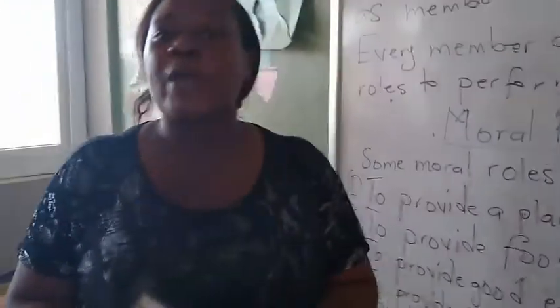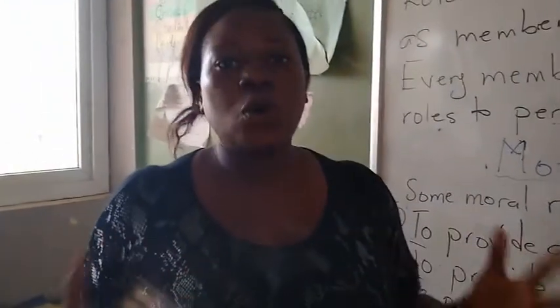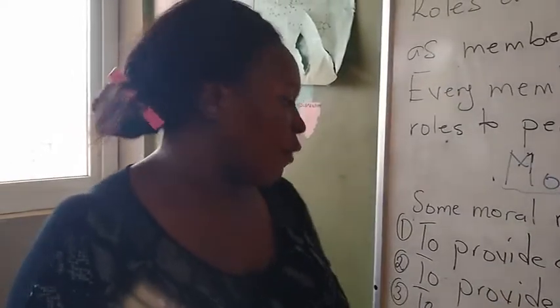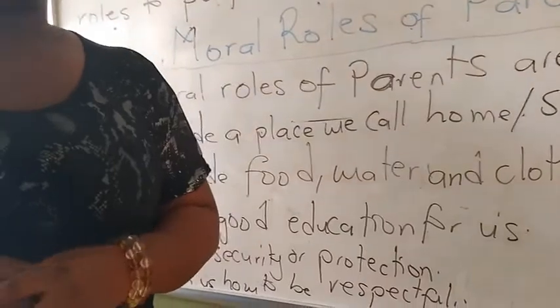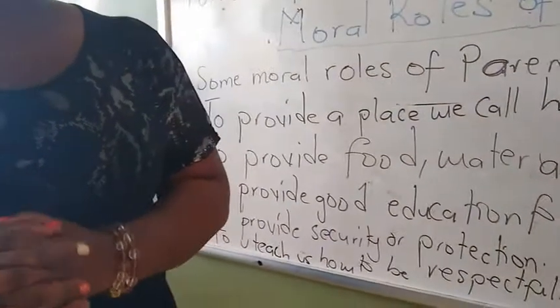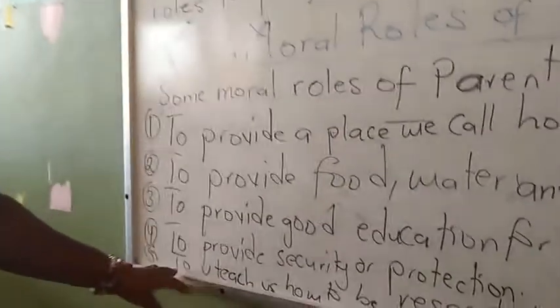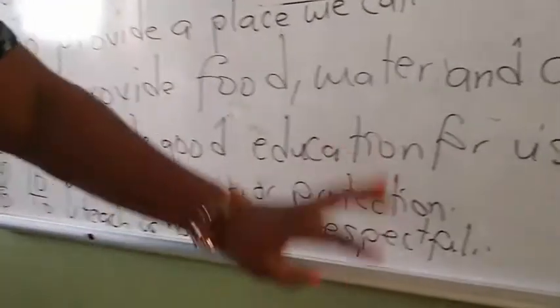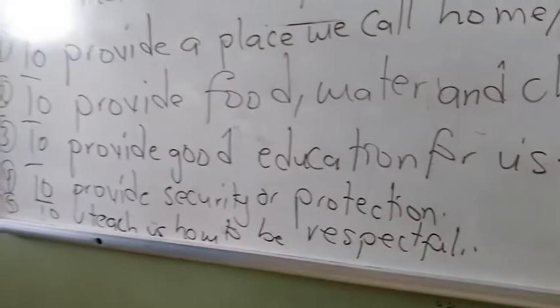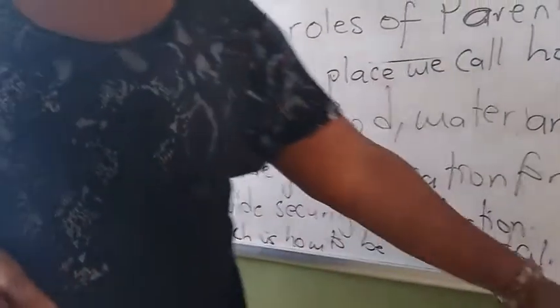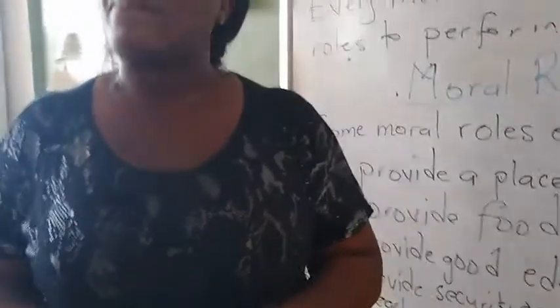So our parents are supposed to provide a good source of education for us. 4, to provide security or protection. We are supposed to feel safe when we are with our parents. And they are also supposed to teach us how to be respectful. The upbringing of every child is the responsibility of their parents.